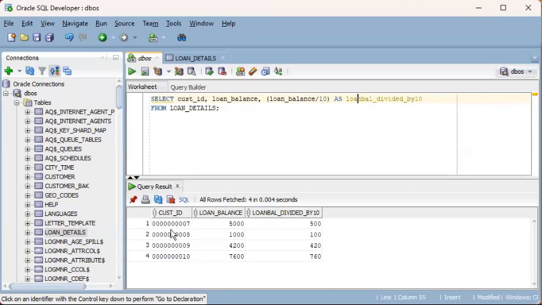So it executes, and the first 2 columns are taken from the column values of the table. And the third is again the result of the expression I put in here, which is loan balance divided by 10. So let's examine again. Let's look at the loan balance column, and one by one you can see 5,000 divided by 10 should be 500, so it's correct. 1,000 divided by 10 is 100, it's correct. 4,200 divided by 10 is 420, correct. Okay, so that is division for you using the division operator, which is a forward slash.